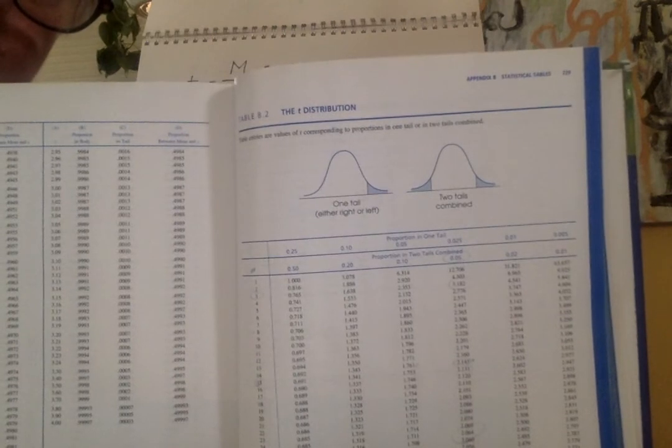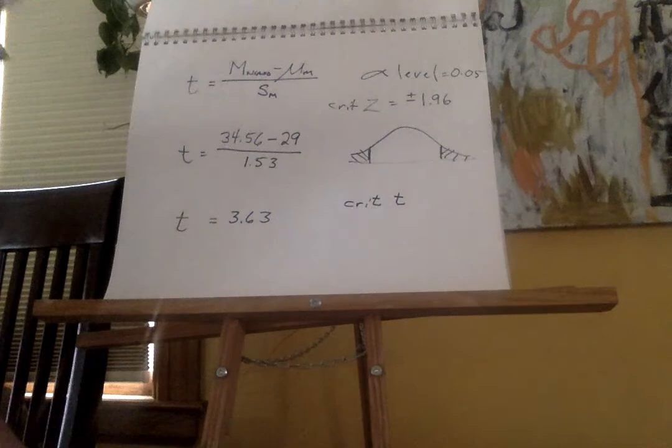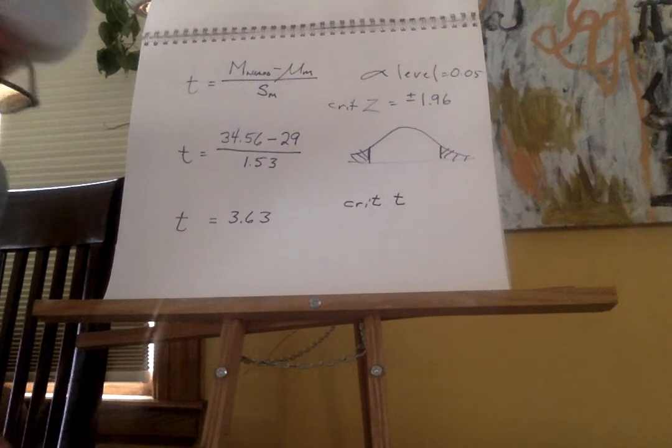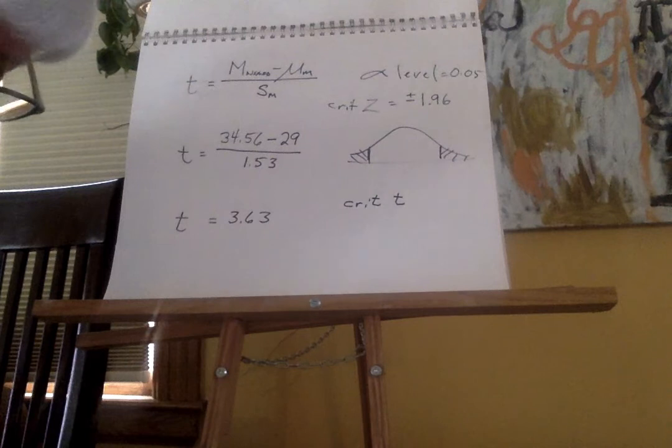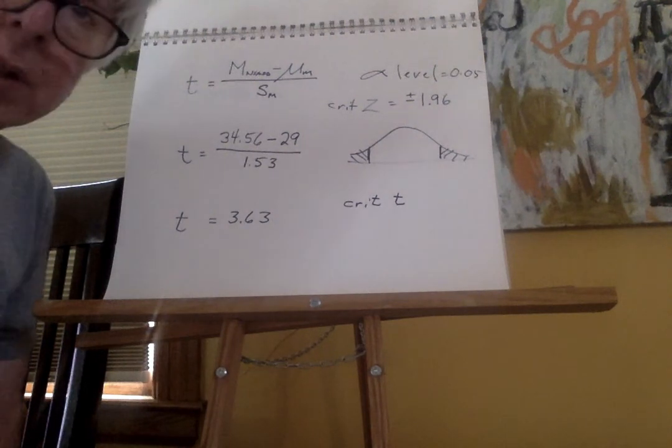You'll see it says this is the t distribution. So open up your book. With this edition of the book, it's on page 729. But let's give you a minute to find that t distribution in your appendix. It should be table B2 in the back of your book.